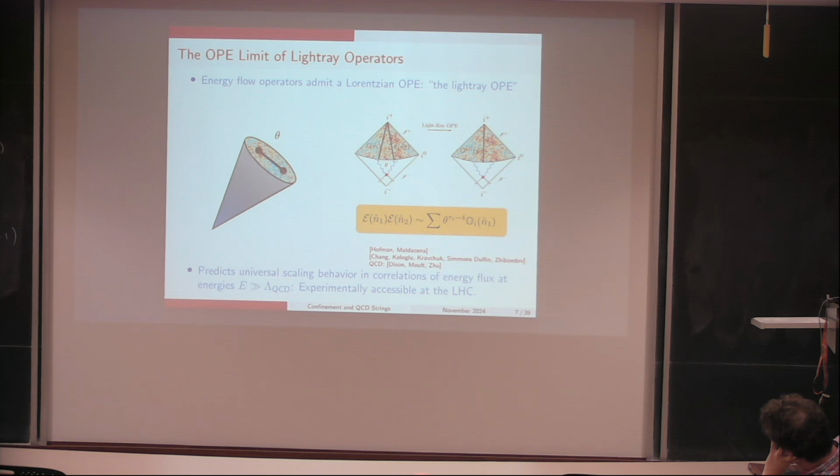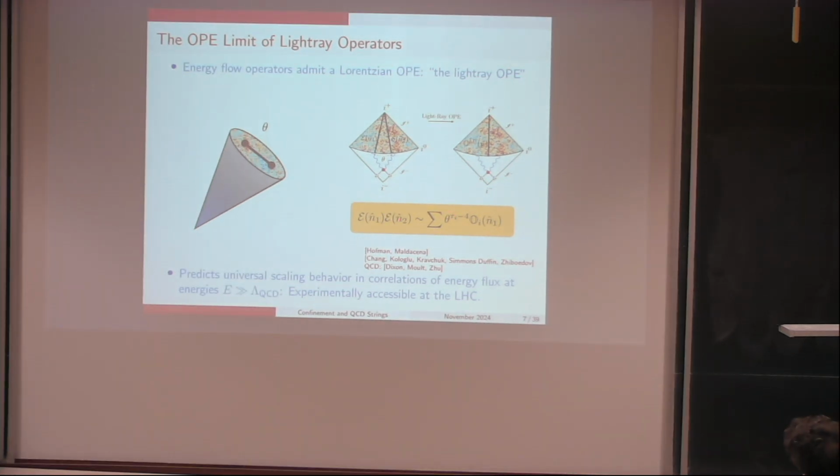I'm not going to go into any of the details of this, particularly because it requires a bit of generalization for QCD, but the way of thinking about it is you can essentially expand products of these light ray operators over some set of more general light ray operators, and then what it predicts, just like the local OPE, is the scaling as a function of the angle between the two detectors. And so this makes a very nice prediction for scaling behaviors and the correlations of energy flux.